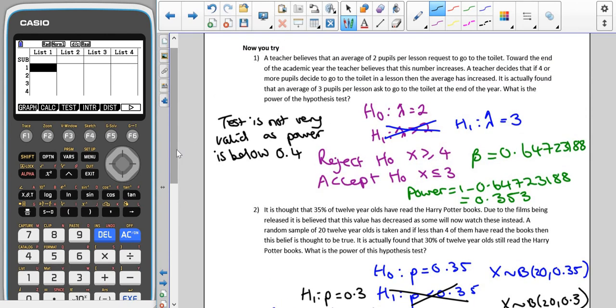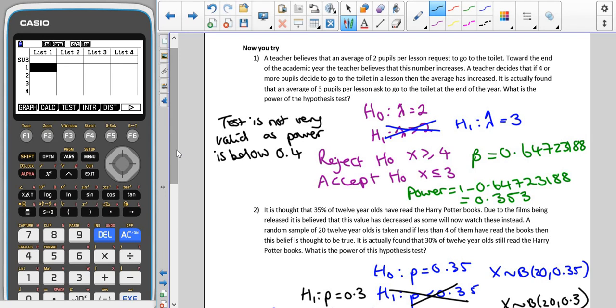So for our first Now You Try, we have a teacher who believes that an average of 2 pupils per lesson request to go to the toilet. Towards the end of the academic year, the teacher believes that the number has increased. The teacher decides that if 4 or more pupils go to the toilet in a lesson, then the average has increased. So to start off with, our H0, if we were doing a hypothesis test with this, would have been that lambda equals 2. Our H1 would have been that lambda was more than 2.